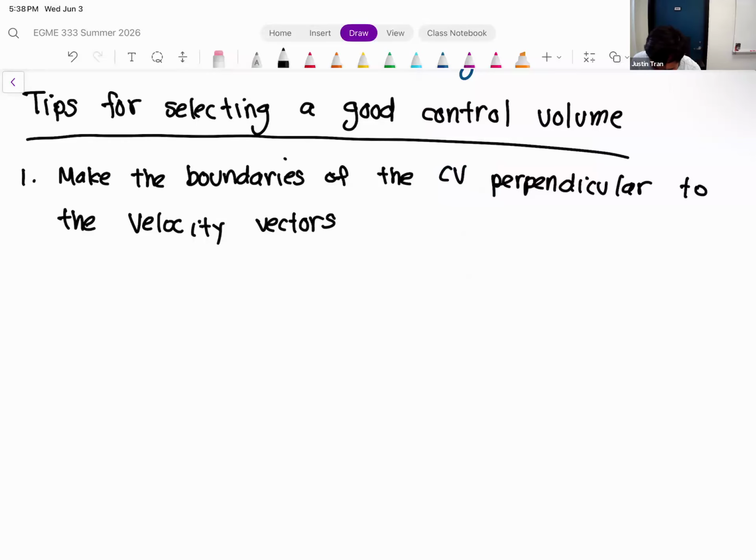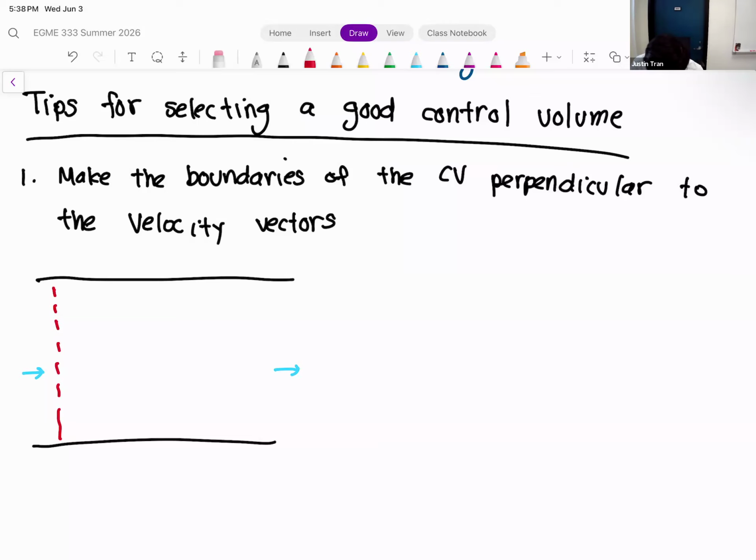All right. And so if you have a flow in a pipe like this, we know the flow is going along the direction of the pipe. So knowing that the flow is going horizontal like this, a good control volume will be something like this. We can see here the boundaries on the left-hand side and the right-hand side are perpendicular to the flow. And so that makes the dot product easy to do. So this is a good CV.